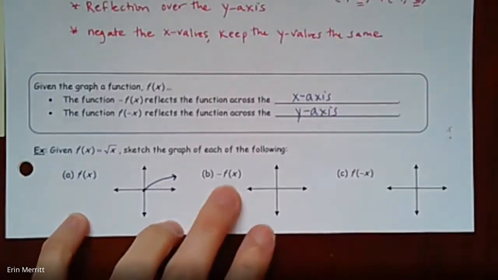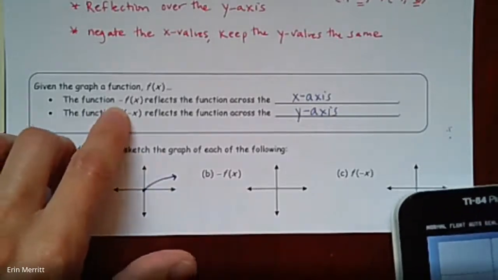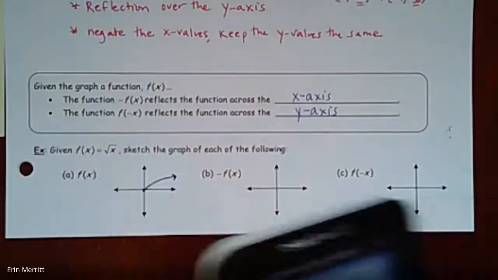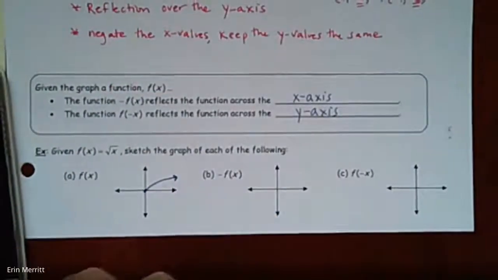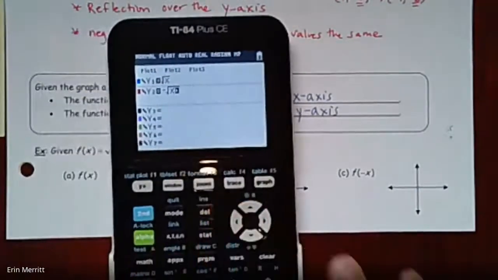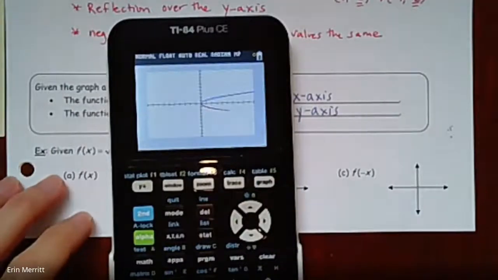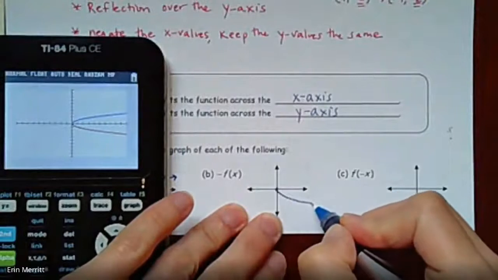So now I'm going to ask you to do negative f of x. I want you thinking before you graph it. If we negate the whole thing, you should be flipping it over the x-axis. So if you took this and flipped it over, hopefully it will match what you think it should. If I do negative square root of x like this, and then graph it, there it is. There's that bottom half. So it would just be this piece of it.